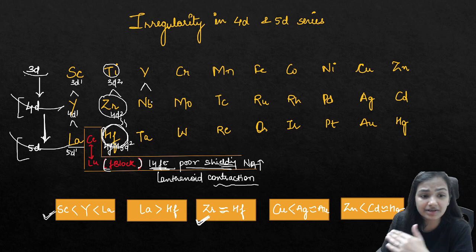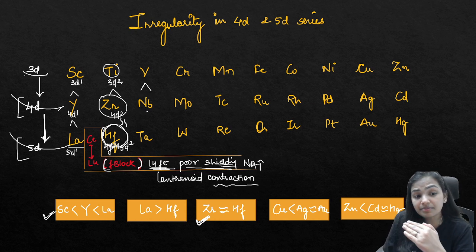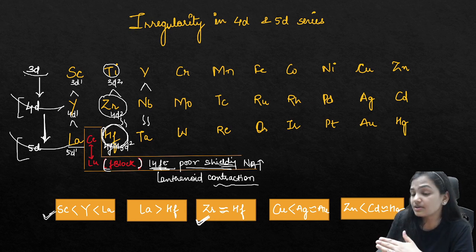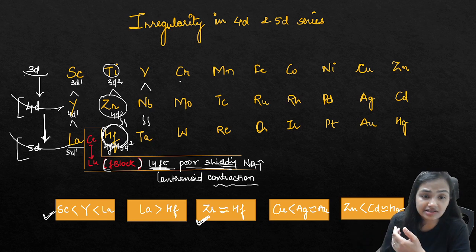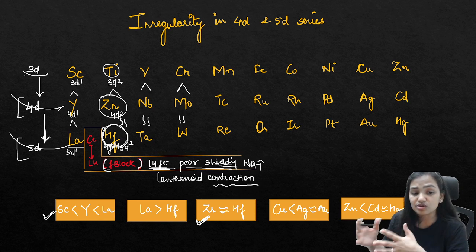V to Nb, there will be an increase in size, but when you compare Nb and Ta, the size becomes almost the same. The reason is the same: lanthanoid contraction is the reason. Cr to Mo, the size increases, but Mo and W, the size becomes almost the same.